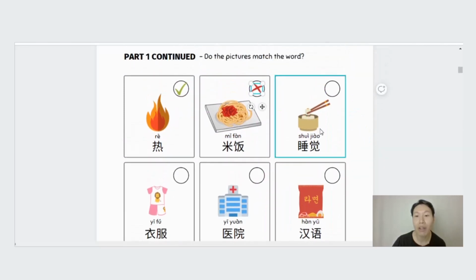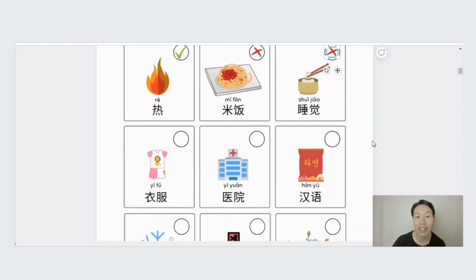Now next we have 睡觉. 睡觉 means to sleep. Over here we have dumplings, which is 水饺. As you can see, tones are really important. So this is incorrect. Okay, next. Over here we have 衣服, which means clothes. So this is correct. Next we have 医院.